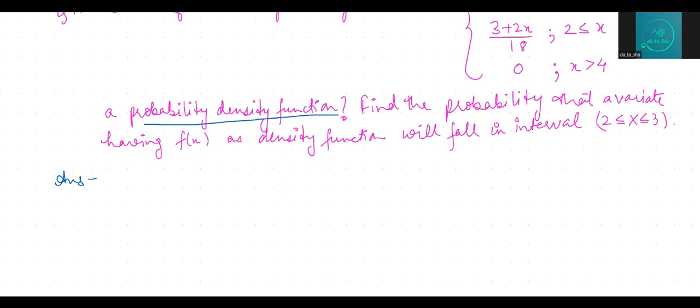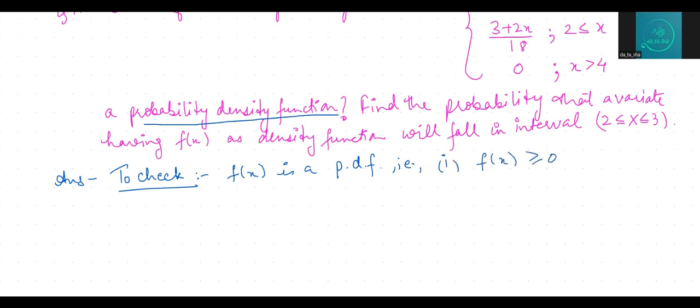To check whether f(x) is a probability density function, I am using the abbreviation PDF, we need to check two conditions. First, that f(x) is greater than or equal to 0 for all x. Second, the integral from minus infinity to infinity, that is the area under the curve, has to be equal to 1. So one by one, we'll be dealing with this.